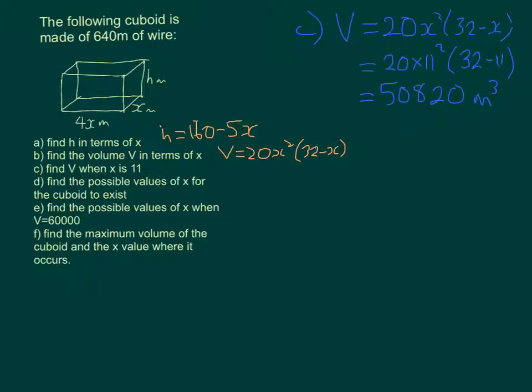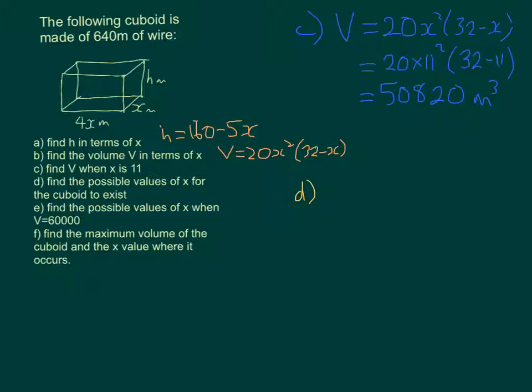What we need to do with that is basically consider what a graph of this might be, and we need to look for some x-intercepts. We're looking for the possible x values, and those x-intercepts are going to be the boundary of where the cuboid will exist. So for part D, I'll use a different colour here.